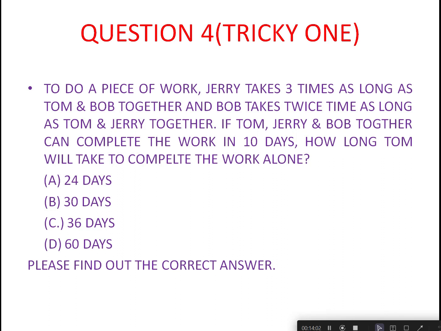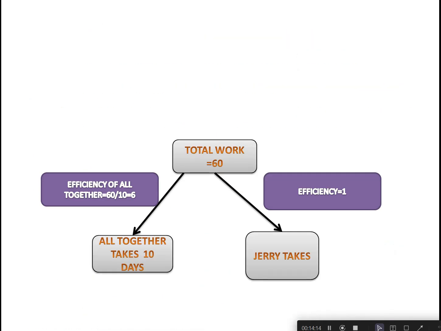So, we will discuss this question. Jerry is taking 3 times as long as Tom and Bob together. All together they are doing the work in 10 days. So the total unit of work we will consider as a multiple of the number of days taken by all together. We can consider the total unit of work as 10, 20, 30, 40, 50, 60, whatever. That should be a multiple of 10. So here we assume the total unit of work as 60. Then the efficiency will be 60 by 10, which is equal to 6.